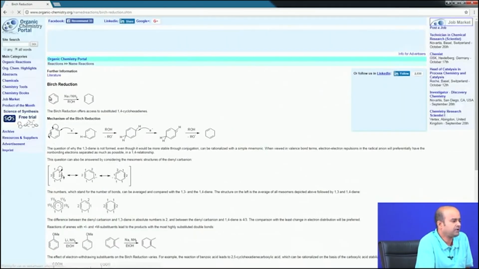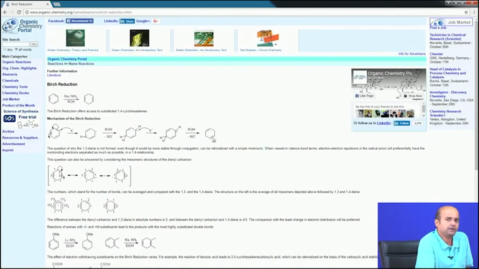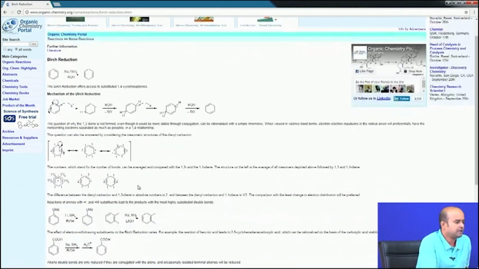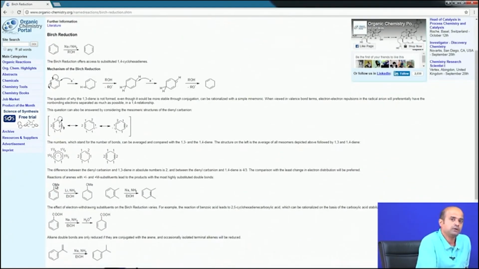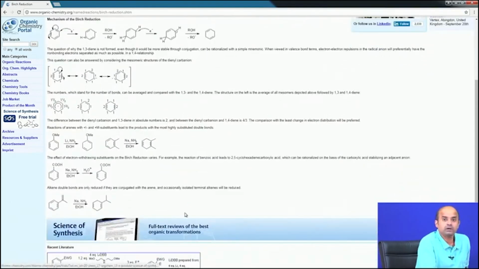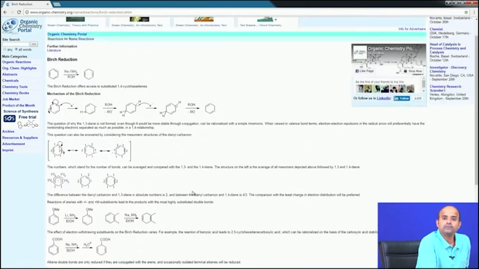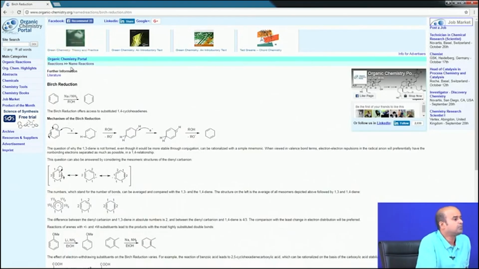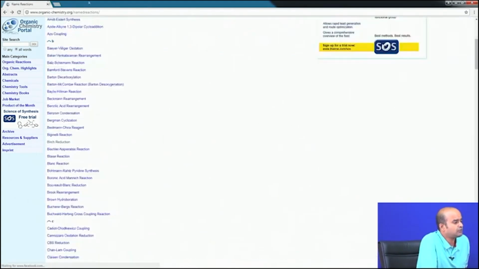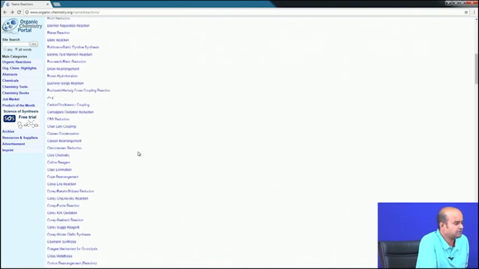Then you see this Birch reduction is very interesting, and whatever mechanism I have shown here, you can get instant access. If you have an electron releasing group like anisole, you can think about the regiochemistry. If I say an electron withdrawing group like benzoic acid, you get this kind of compound. So, this portal is also a very useful portal, and it gives you an idea of what name reactions are available in the literature, and what you might not know, and then you can click them and find those name reactions.